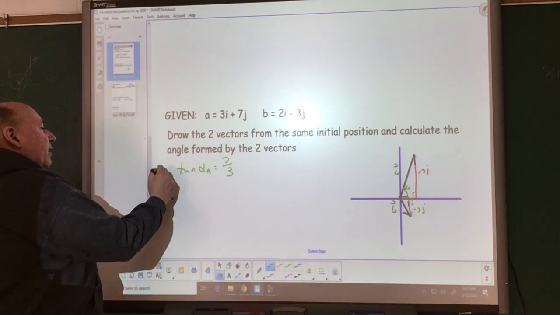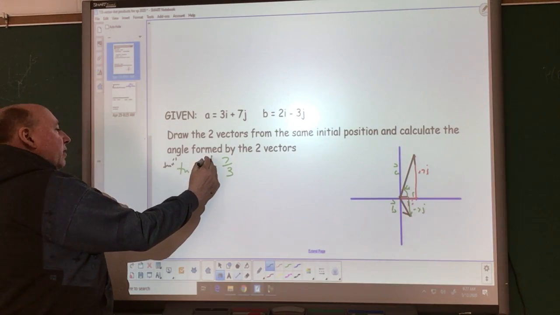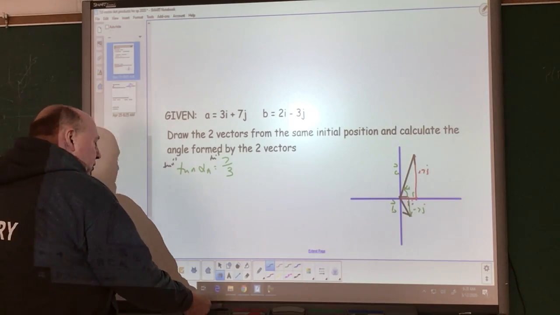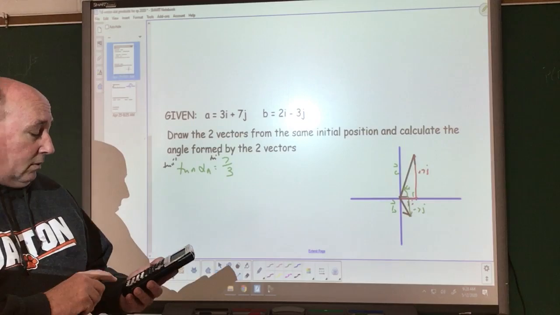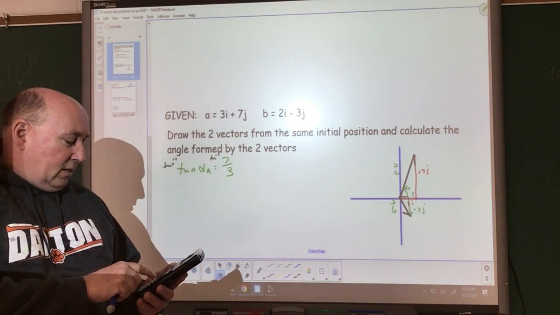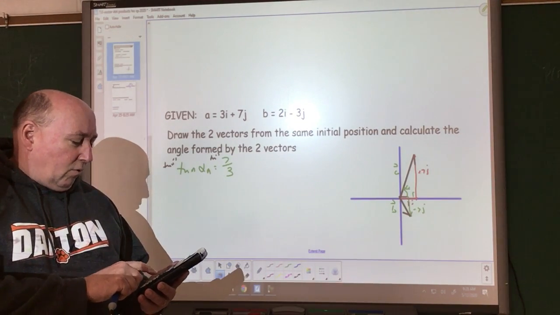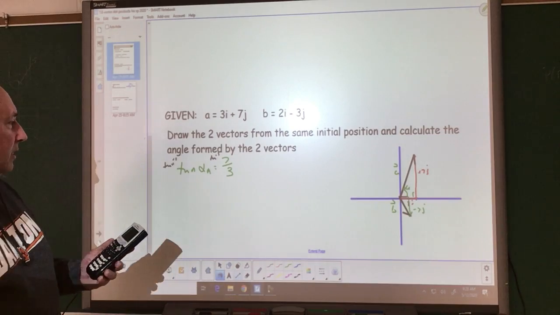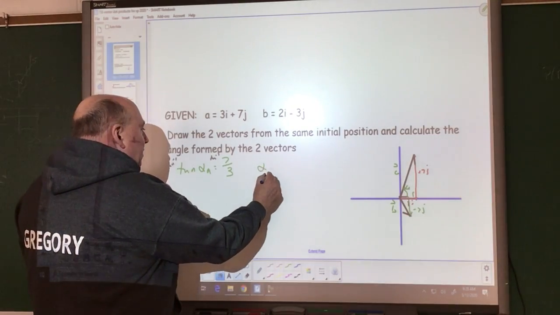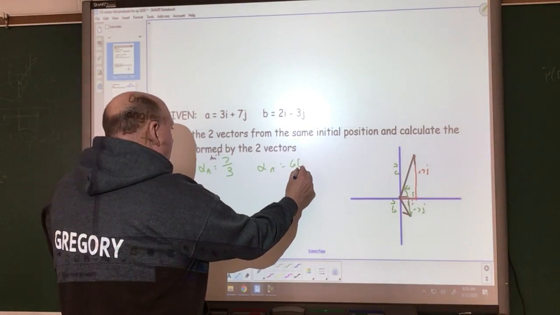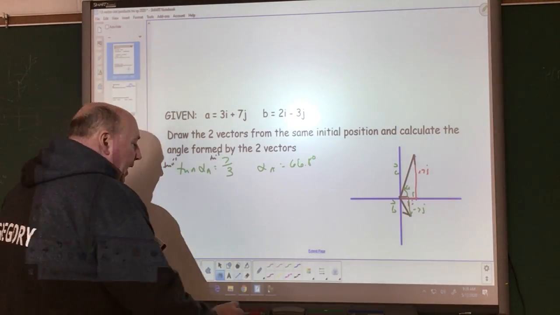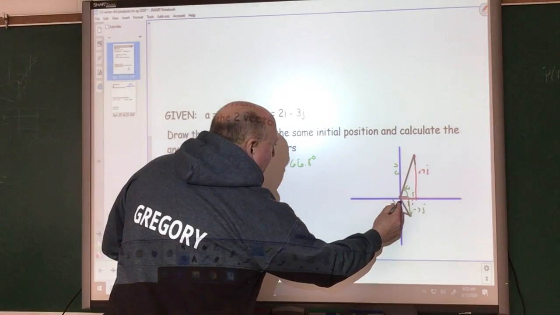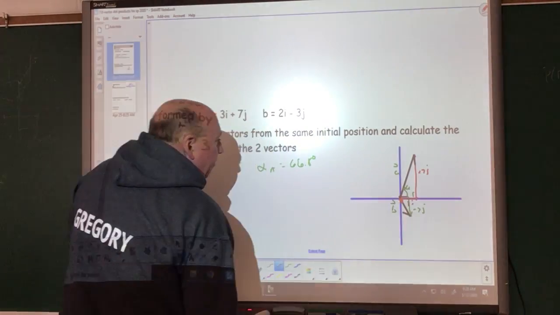And we can take our inverse tangent of both sides. So we have the inverse tangent of 7/3, the inverse tangent, 7 divided by 3. We get 66.8 degrees. And likewise down here, we can find the same alpha for B.